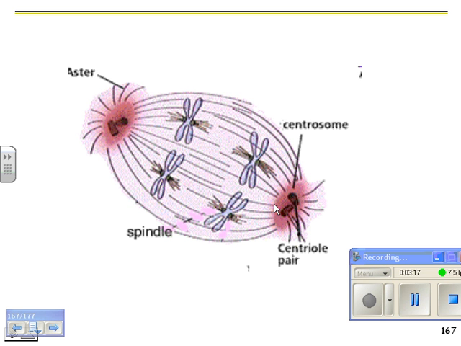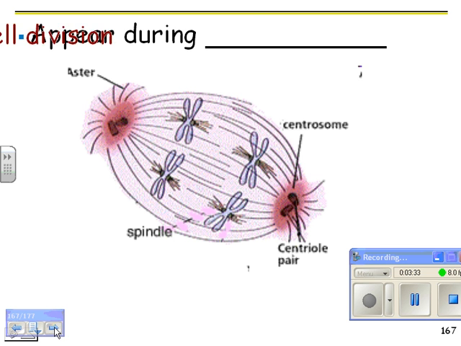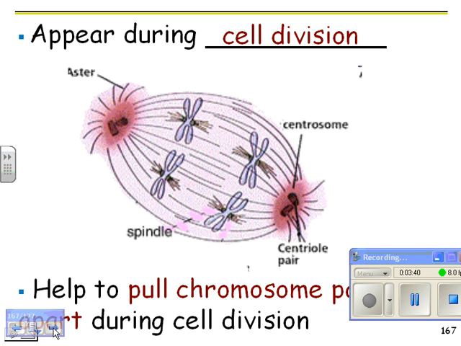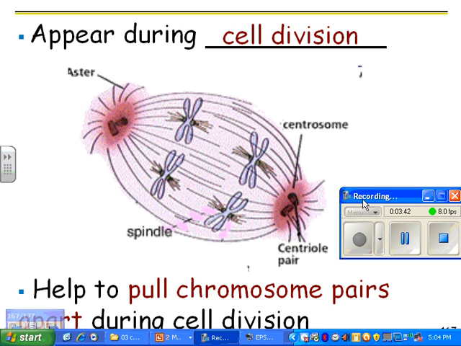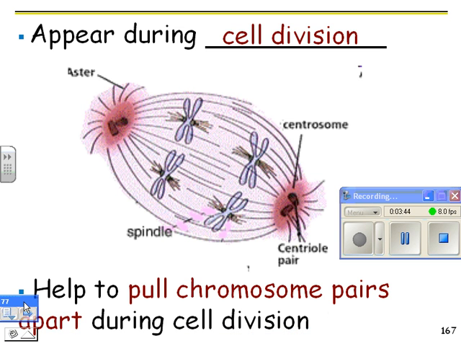They'll organize these microtubules here, these spindle fibers that will separate out the chromosomes. And it works also in plant cells, but the plant cells don't have centrioles. It works with a different mitotic organizing unit. So they appear during cell division, either during mitosis or meiosis, happens in both, and just in animal cells. So they help to pull chromosome pairs apart during cell division.